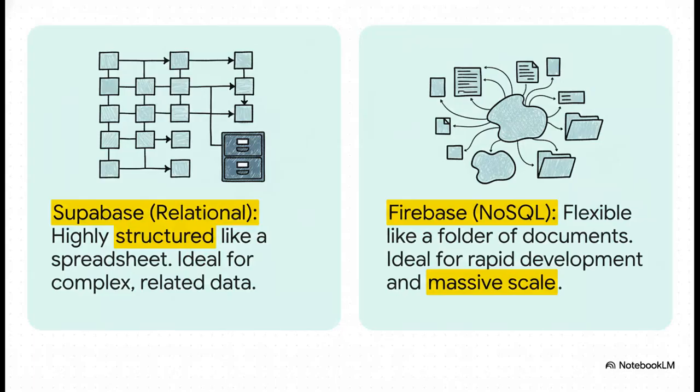For that data layer, developers often use what's called a backend as a service. And the two big players here are Supabase and Firebase. The easiest way to think about it is that Supabase is like a super organized spreadsheet with really strict rules. It's perfect for complex data. Firebase, on the other hand, is more like a flexible folder full of documents, which makes it amazingly fast to get started and scale up.